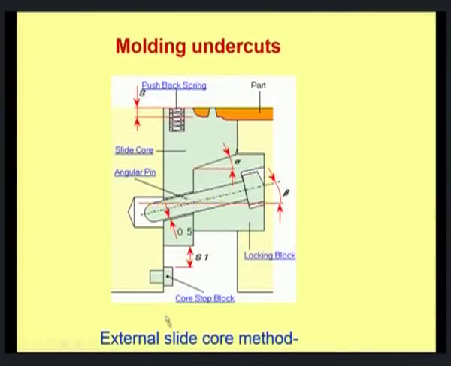Now, this is the typical external slide core diagram. This is the part with an undercut. This is the locking block, and this is the slide core. Once the mold is going to open, the locking block is going to move back. As a result, the slide core is no longer locked, it is free to move down. As a result, the product will be ejected out more easily.